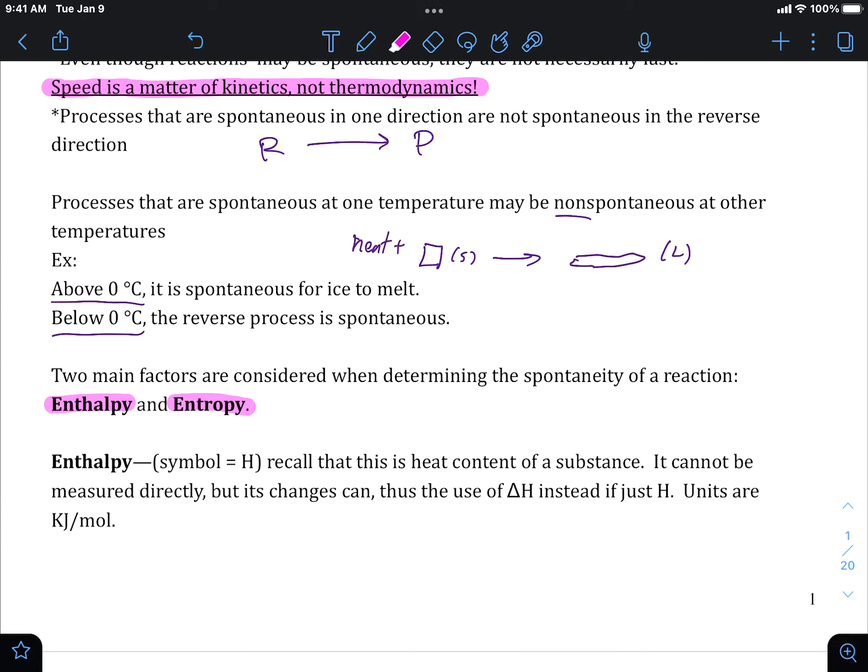So enthalpy is the heat content of a substance or system. It cannot be measured directly, but its changes can, which is why we've pretty much always used delta H. And the typical units are kilojoules per mole.